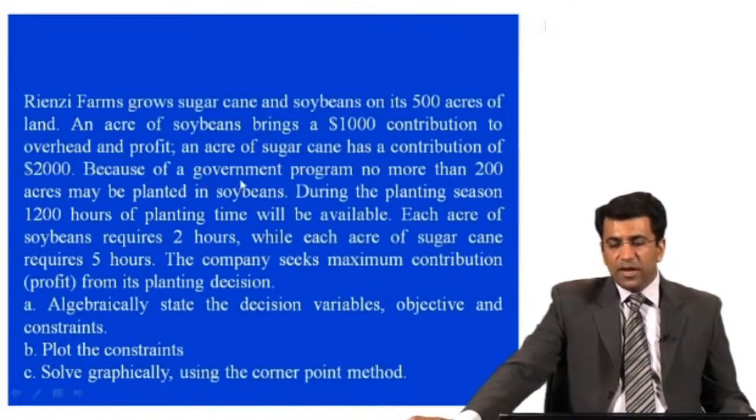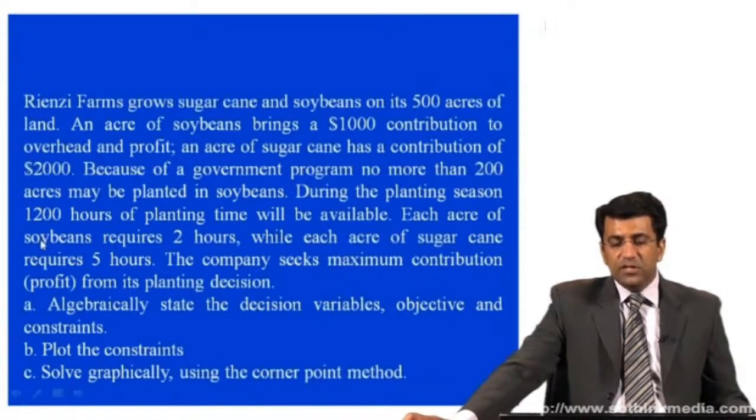Because of a government program, no more than 200 acres may be planted in soybeans, so we cannot plant more than 200 acres of soybean. That is the restriction imposed by the government. During the planting season, 1200 hours of planting time will be available. So the total time available for planting is 1200. That gives you the idea about another constraint.